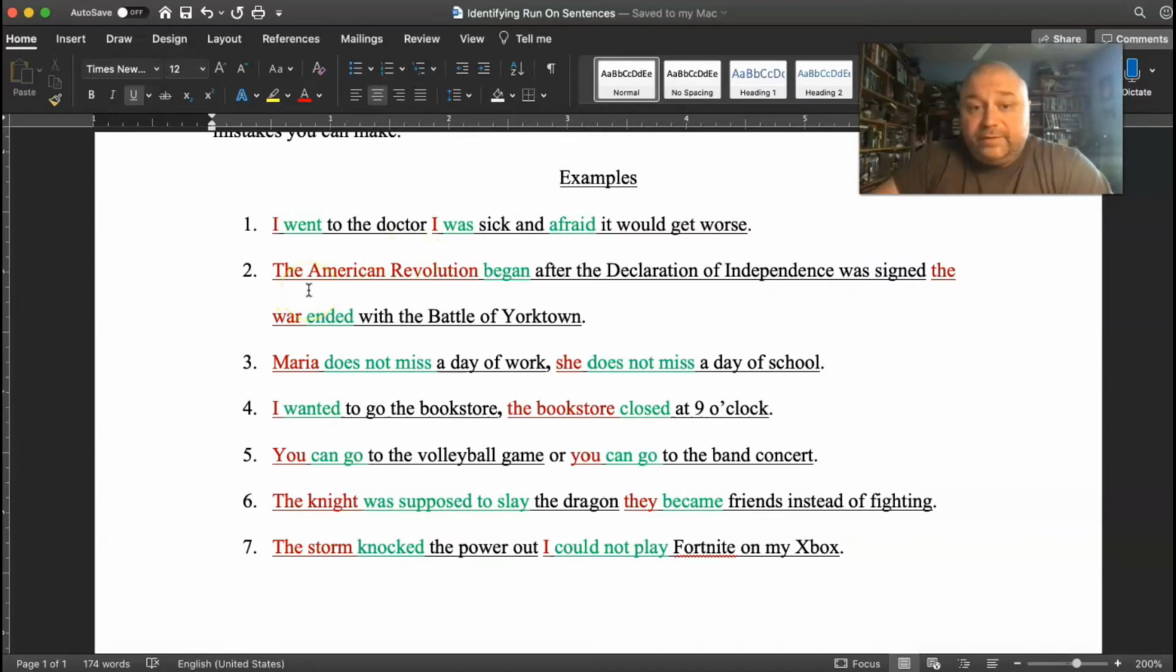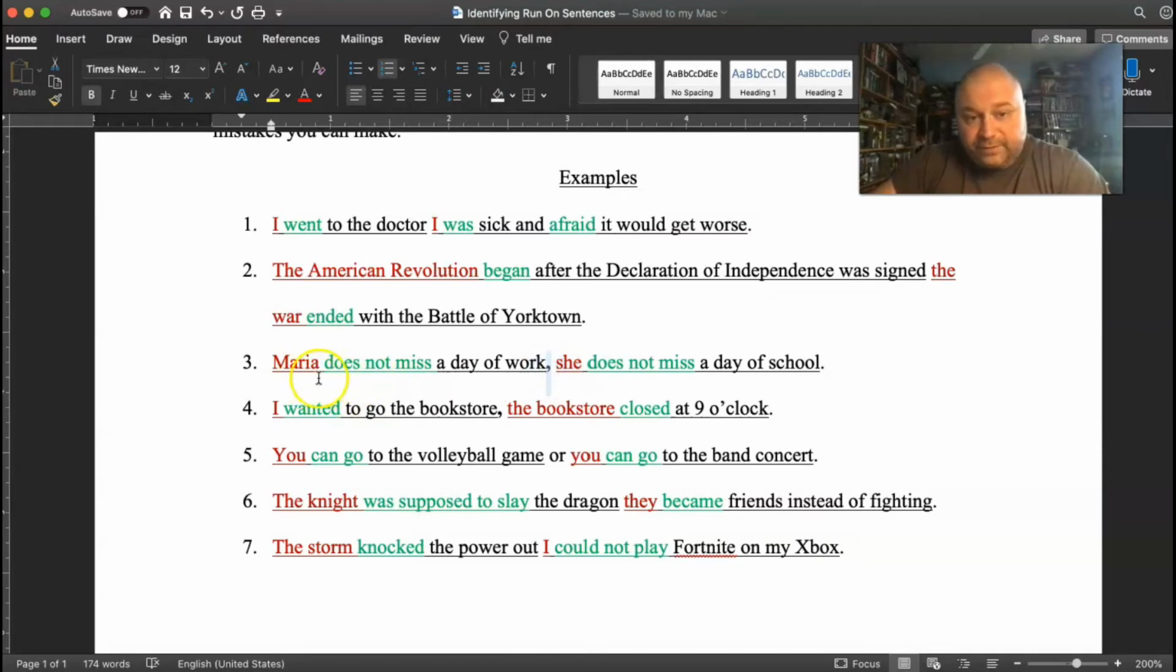Number 2, the American Revolution began after the Declaration of Independence was signed. The war ended with the Battle of Yorktown. Do you hear how rushed that was? Again, subject, verb, complete thought, second subject, second verb, second complete thought. That's a problem.